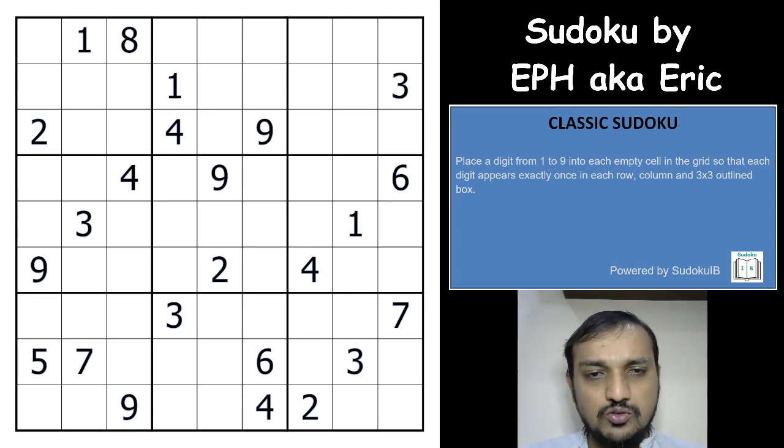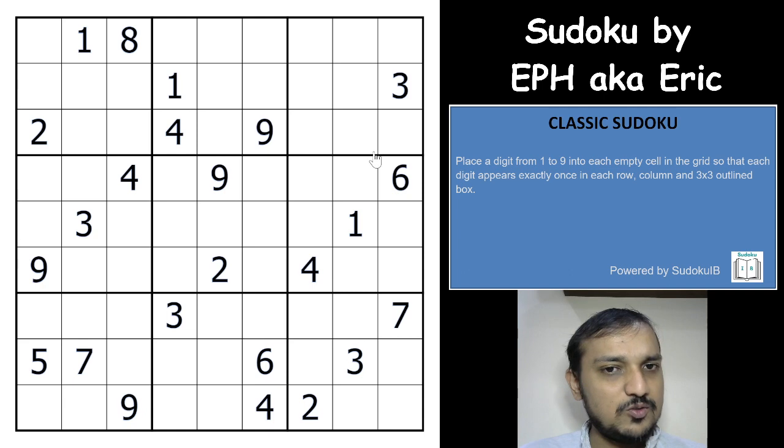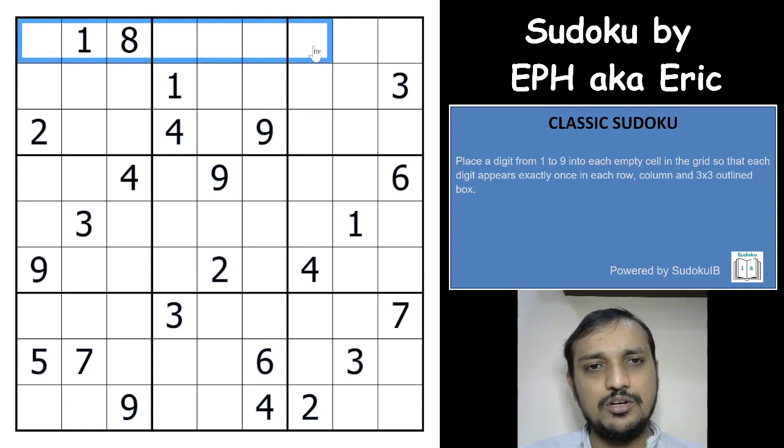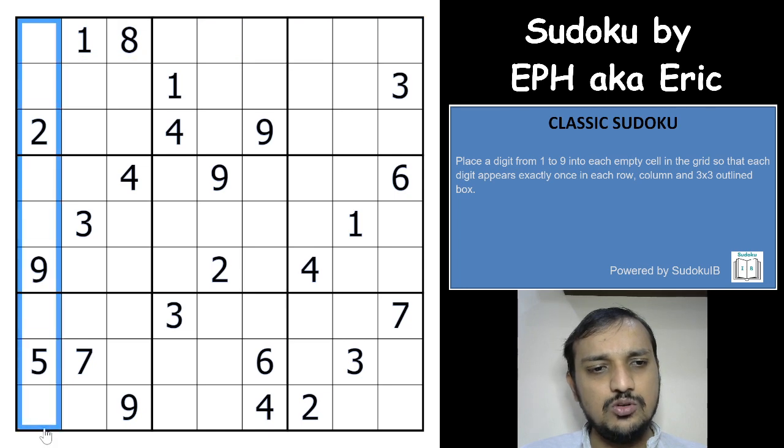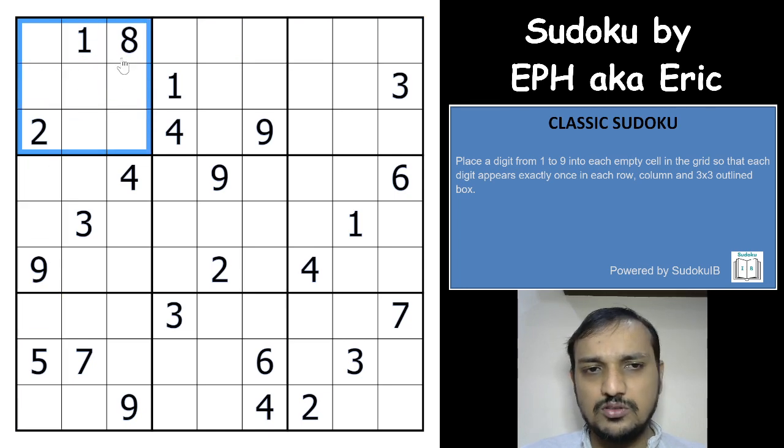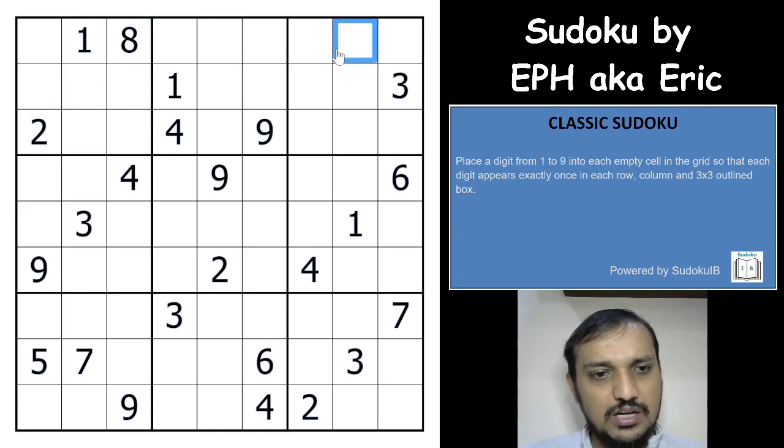So coming back to this Sudoku, as I said, it is constructed by Eric. Let's see if we are able to crack it. Just to explain the rules: classic Sudoku rules apply. You need to place digits from 1 to 9 in each row, each column, and 3 by 3 box without repetition. And with that, let us start solving this Sudoku.